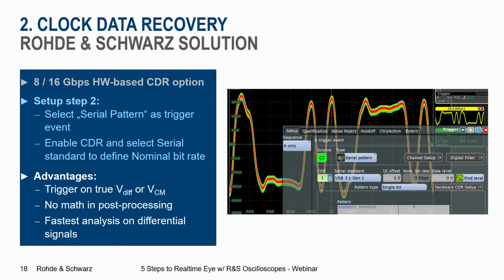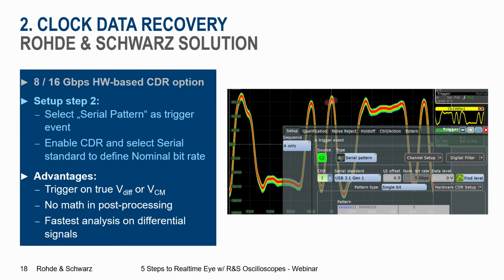One option would be with a data rate up to 8 gigabit, and the second option allows a data rate up to 16 gigabit per second. So we have the capability within our oscilloscope to set up a clock data recovery up to 16 gigabit. The steps that you do with the oscilloscope are shown here on the right side of the slide. You select within the trigger dialog the trigger type serial pattern. This is connected to a clock data recovery, so automatically you get a clock data recovery.